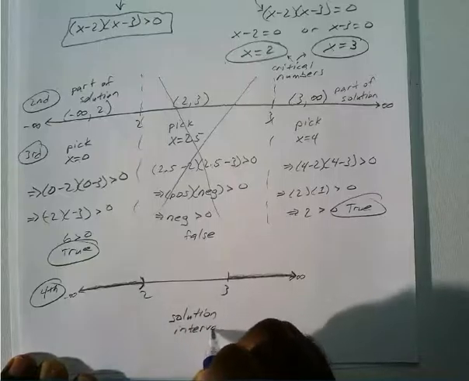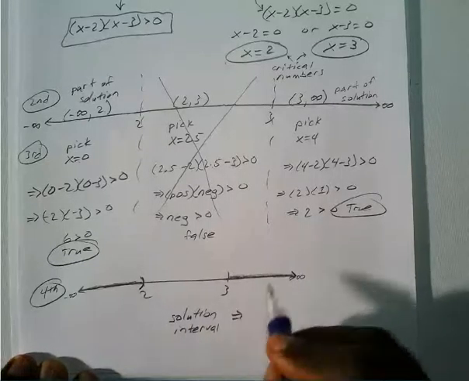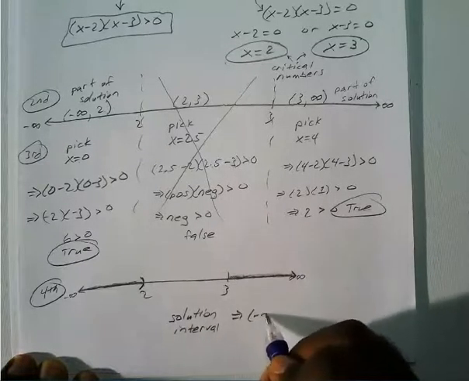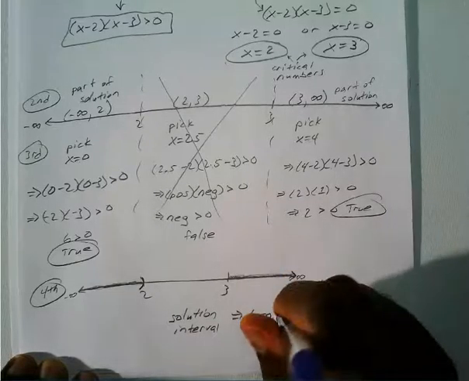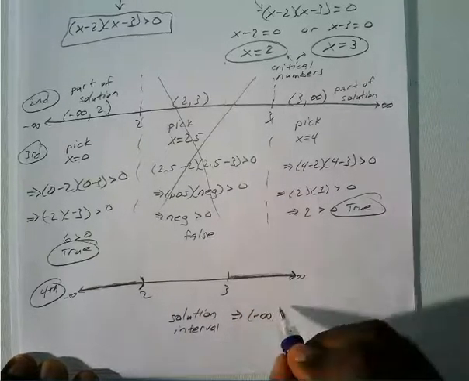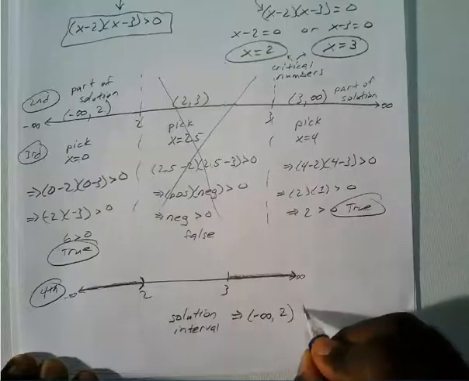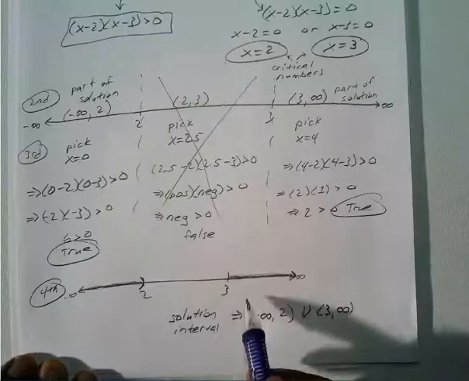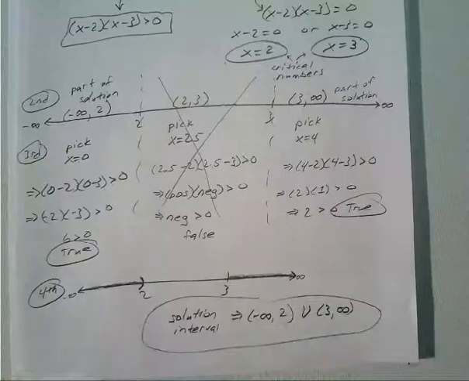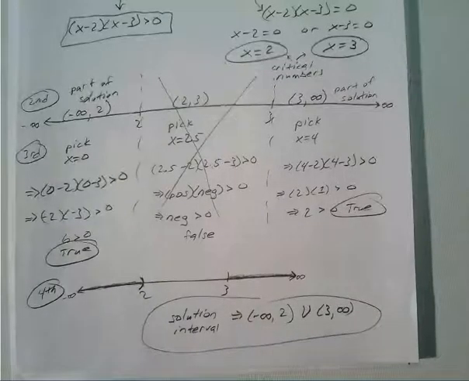But our solution interval would be from negative infinity. Why do I keep trying to put a negative 2 there and it's not negative 2? Negative infinity to 2, or from 3 to infinity. So that would be your solution interval.